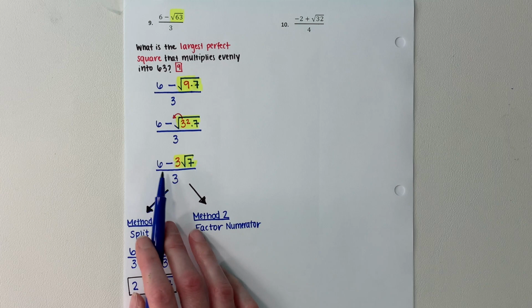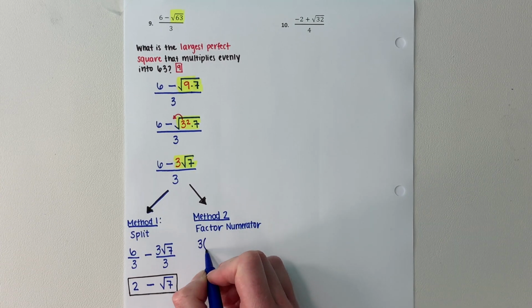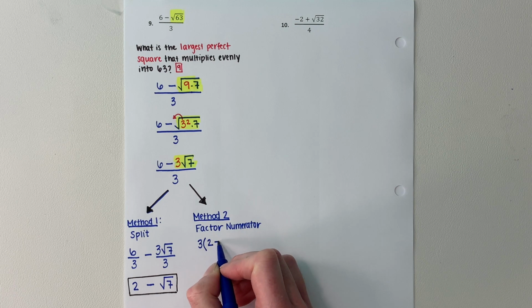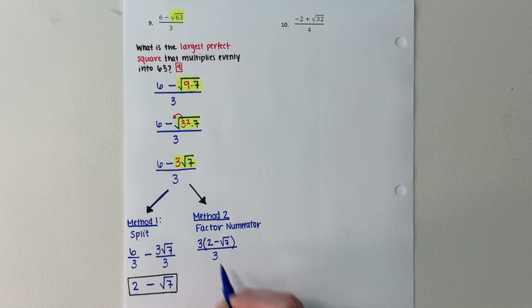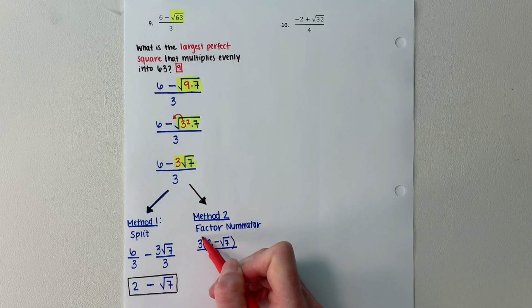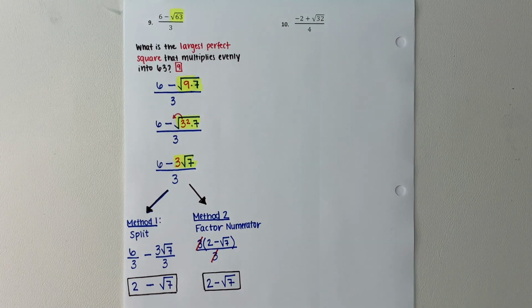So we just said that we can factor this numerator by factoring out the GCF, which was 3, and that would give us 3 times 2 minus the square root of 7. And let's make sure to carry down our denominator, 3. So now that we've factored, we can cancel the 3 in the numerator and the 3 in the denominator. And that leaves us with the quantity 2 minus the square root of 7, which is the exact same answer we got using method 1. So you can pick whichever approach you prefer.